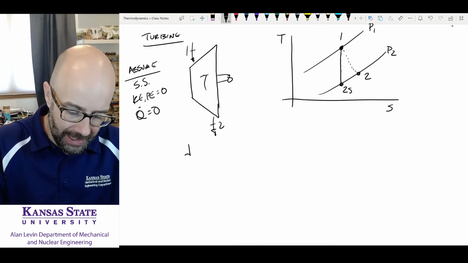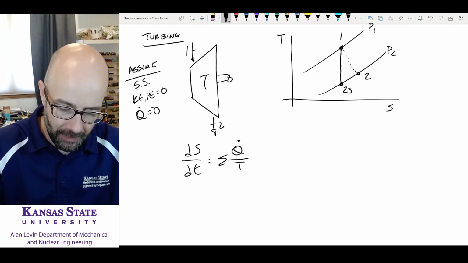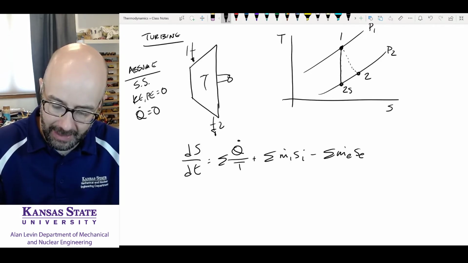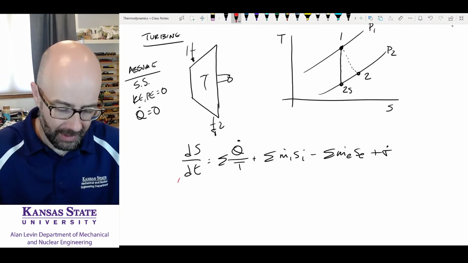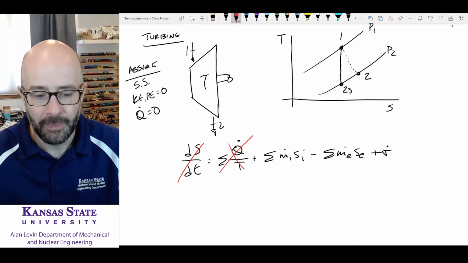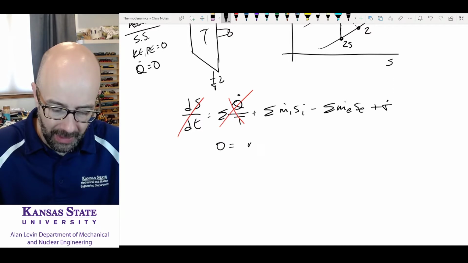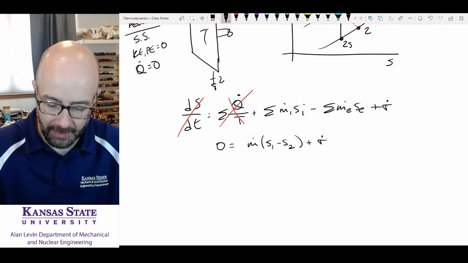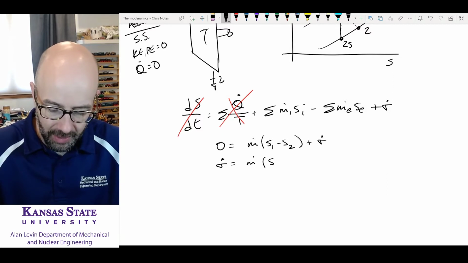So if we look at our equation, dS/dt is equal to the summation of the heat transfer rate over the temperature plus the summation of m dot in S in minus the summation of m dot exiting S exiting plus sigma dot. And I do my substitutions. Delta S goes to 0, for the steady state, sorry. There's no heat transfer. One inlet and one outlet. I get that 0 is equal to m dot times S1 minus S2, plus sigma dot. Or that sigma dot is equal to m dot times S2 minus S1.